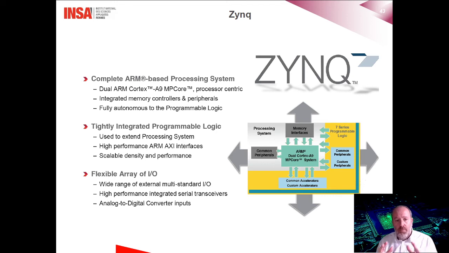Finally, we can also find analog to digital converter inputs. This is very useful if you want to connect your device to some specific sensors, for example. It can be used for edge computing to perform computation very close to where you get data from sensors. So this can be very useful.